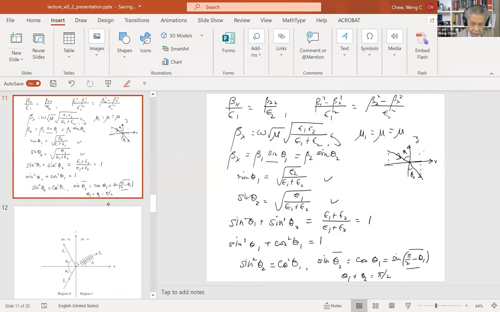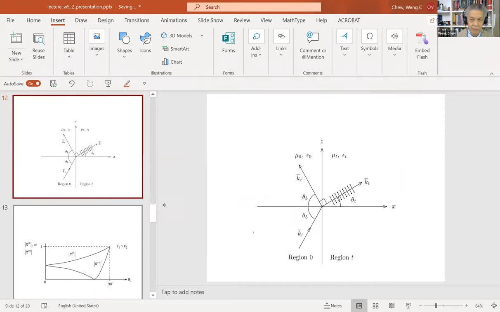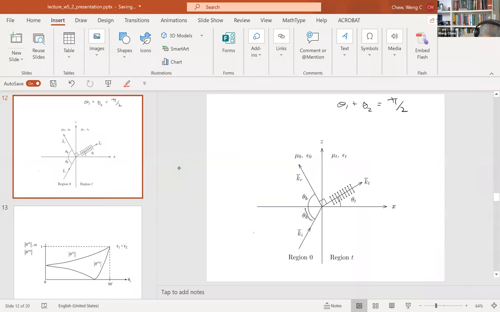Any questions so far regarding the derivation? If not, then how do we represent this pictorially? I'm again taking a picture from Kong's book. He used a K vector to represent things, and he used X and Z axes differently. But the story is simple: the incident angle, theta 1 plus theta 2, must be pi over 2. So this angle plus this angle must be 90 degrees, which means that this angle is 90 degrees.